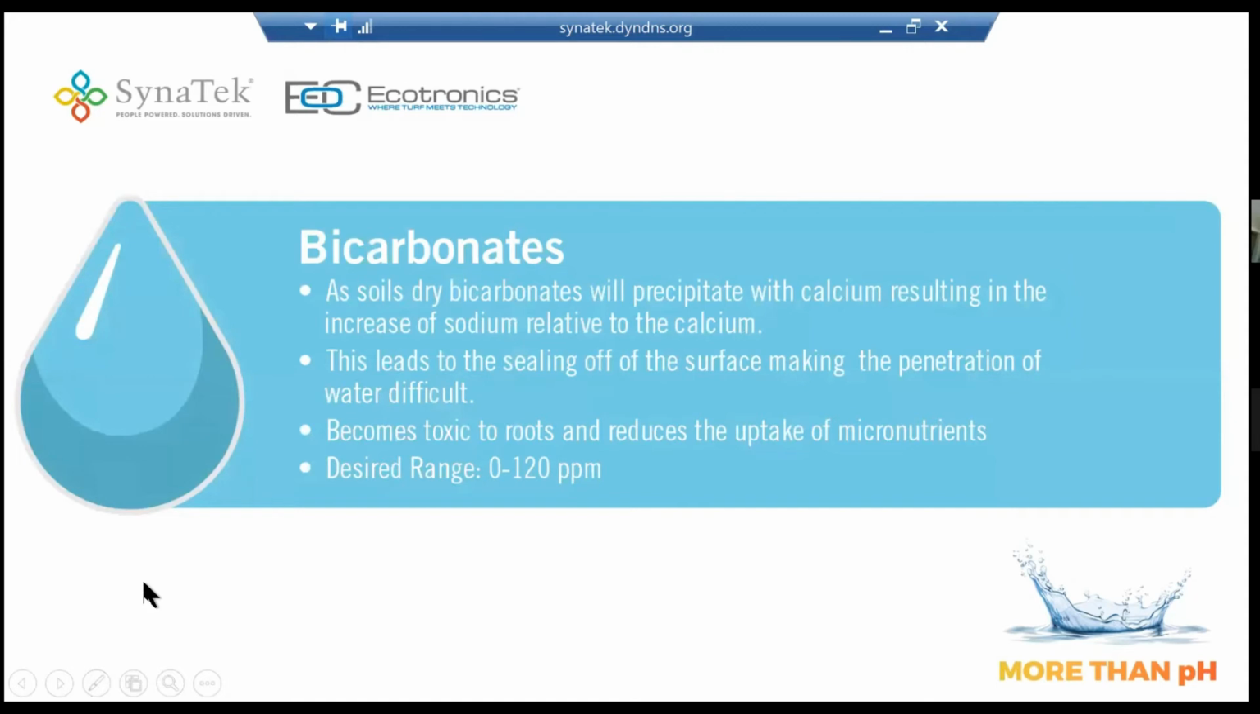So the next one, bicarbonates. As the soil dries, bicarbonates are going to precipitate with either calcium in the form of calcium carbonate or magnesium carbonate. And what that's going to do is collect at the surface of the profile, and it's going to seal it off. And again, this is if your RSC is less than 8.4, this is what you're going to see, especially in times of droughty situations.